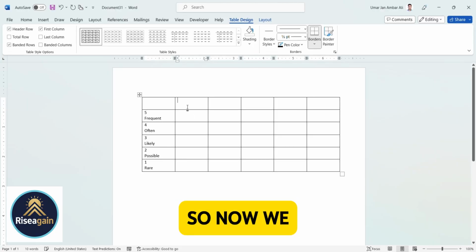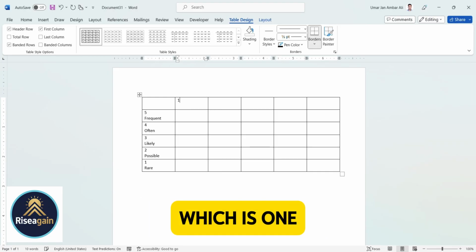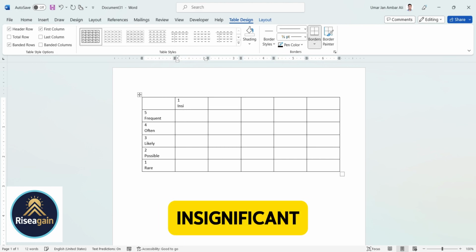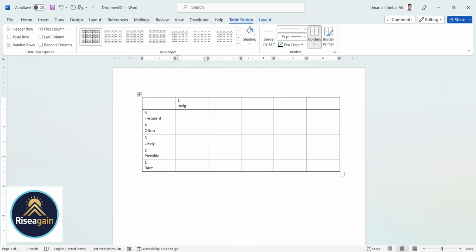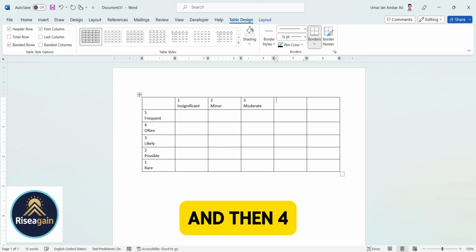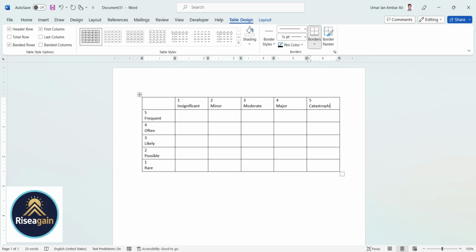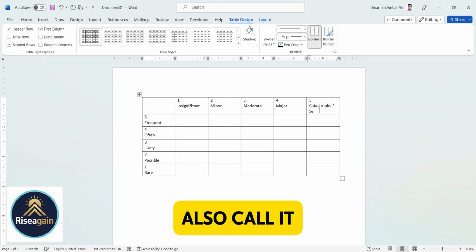So now we start from here, which is 1, and that is consequences. This will be insignificant. Two, minor. 3, moderate, and then 4, that is major, and then 5th is catastrophic, or you can also call it severe.